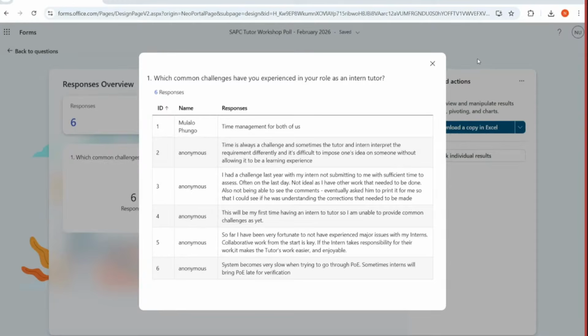I can see number 5 there. She's saying, or he, so far I have been very fortunate to not have experienced major issues with my interns. Collaborative work from the start is key. If the intern takes responsibility for their work, it makes the tutor's work easier and enjoyable. So thank you for that comment. At least it's not really that bad for some of us. And I love the advice you're giving to other tutors to say there should be collaborative work from the start. There's no time to waste and wait for the last minutes. You must start immediately when the intern reports to work.